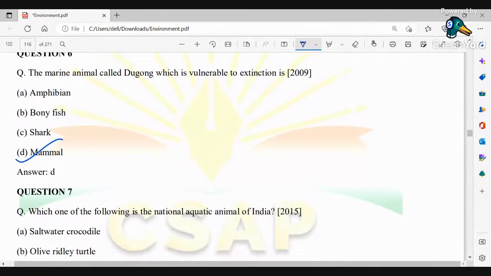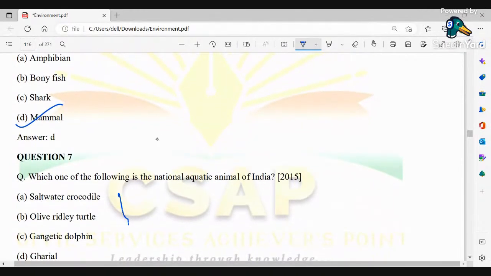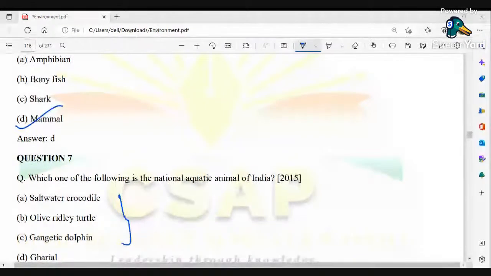Which one of the following is the national aquatic animal of India? Easy question. Everyone attempt. Question number 7.